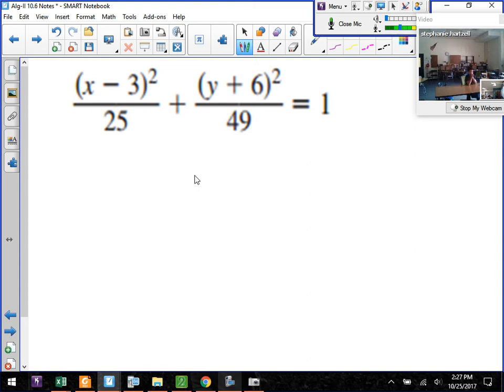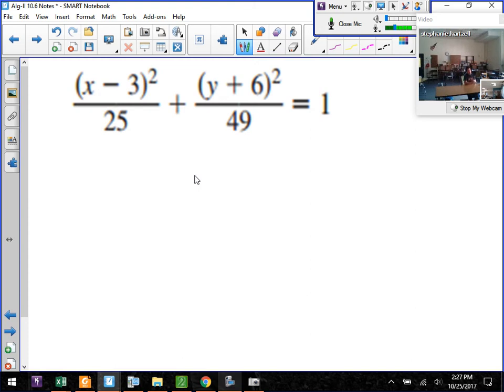So let's look at an ellipse. The ellipse, remember the difference between the ellipse and the circle is that the ellipse will have different values for your a squared, b squared, whereas the circle, your a squared, b squared will always be the same. Now, what was the rule about a squared and b squared with your ellipse? Do you remember? A squared is always the bigger.